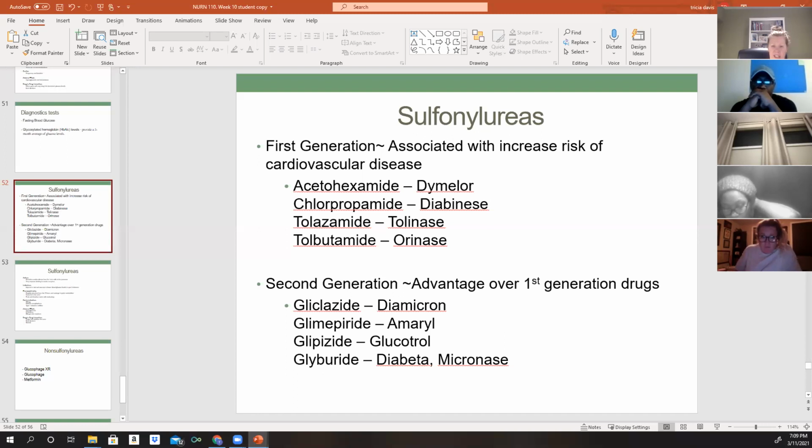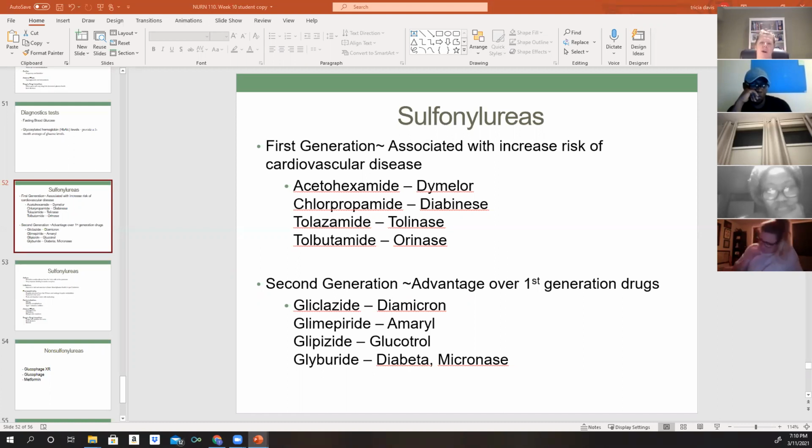So these second generations are going to be the ones that you see the most. So that's your glycoside, your glimepiride, your glipizide, and your glyburide. And again, you might not see a lot of these if you are in the hospital setting because we don't give these. And if you do, then it is probably a good idea for you to contact the doctor and say, hey, did you know this patient is still taking his oral hypoglycemic medication? Because then you're going to want to discontinue it. So the second generation, we said that they do offer that cardio protection.